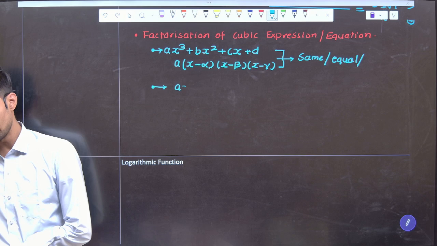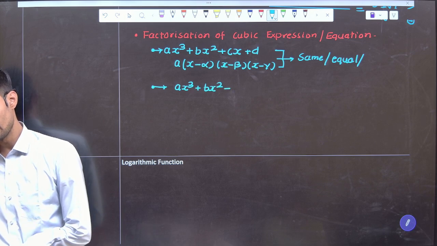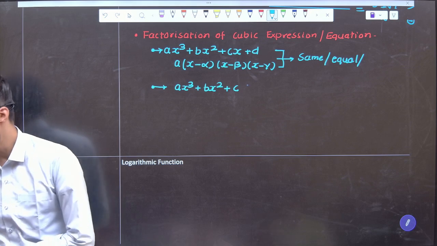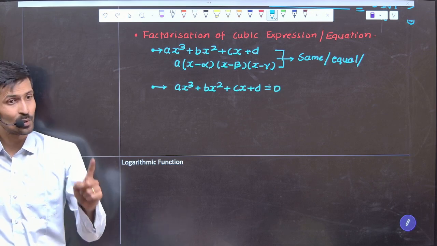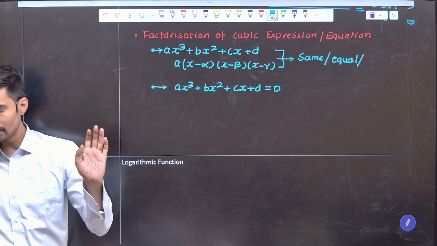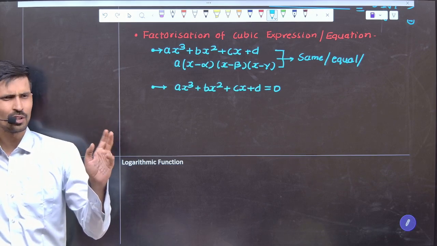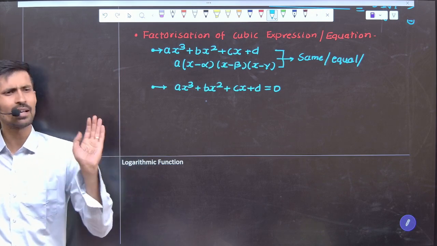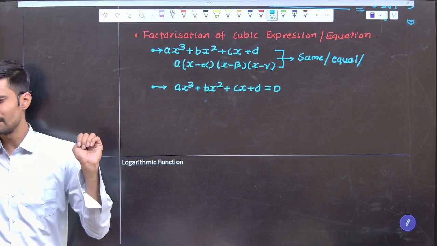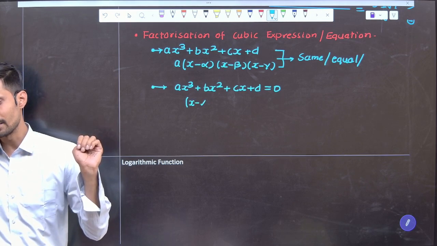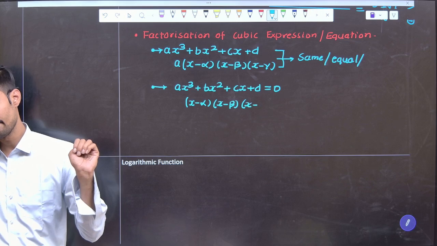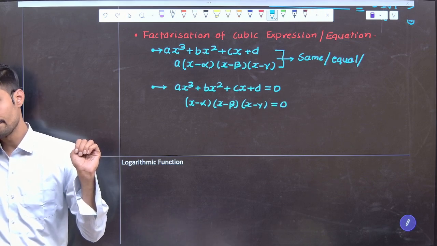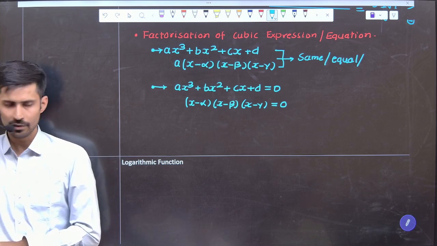Next, suppose ax cube plus bx square plus cx plus d is equal to 0. Now this becomes a cubic equation. If you want to rewrite this in another way, you need not write a. If you want to write the whole thing again, you can, no problem, but there is no need to write a. Simply you can write (x minus alpha) into (x minus beta) into (x minus gamma) equals 0. Write it down.